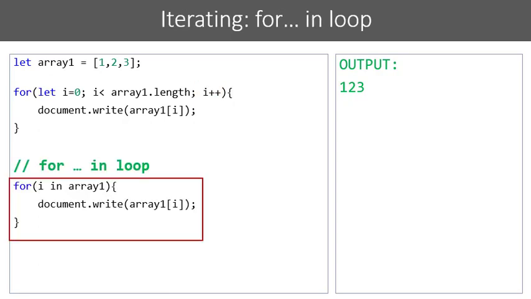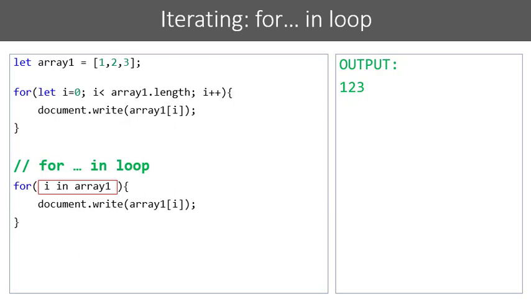But JavaScript also provides a short syntax for the for loop, which is known as the for in loop. If you see here, I have written i in array1. So it automatically initializes the index variable i, makes sure its value is less than the array length, and increments it after each iteration. So it is a more readable and short syntax.